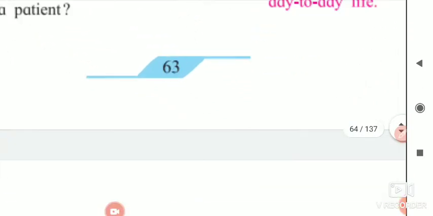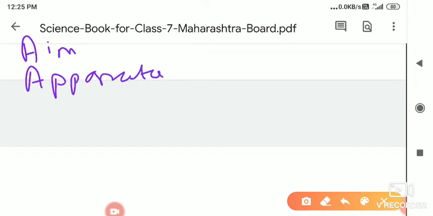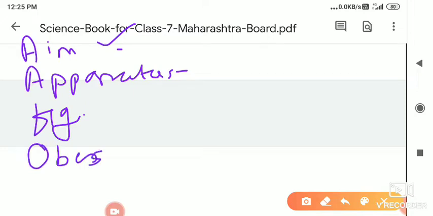So these are the simple experiments you have to study. Under the headings I told you, you have to prepare the charts and the paper, and note down aim, apparatus or material. Then the procedure is not necessary to write, and the figure you have to draw if necessary. Then observation, as you did last year, and then lastly inference.